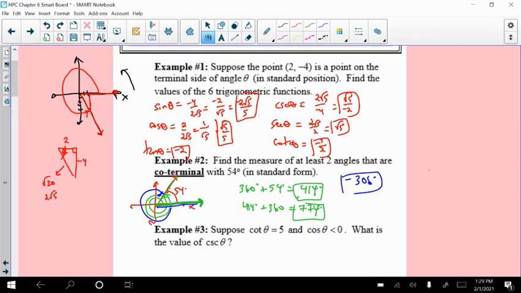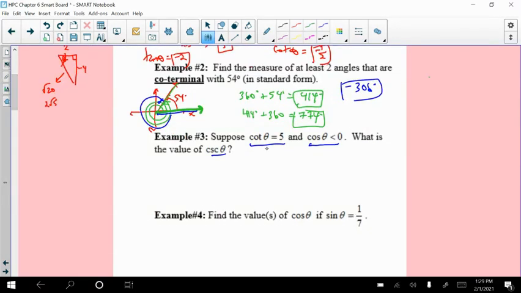Okay, next one, it says cotangent is 5, and the cosine is negative. What is the value of cosecant? If I think about cotangent being 5, it's a positive ratio, and remember it's adjacent over opposite, so I can think of 5 to 1. One position I could put that is in the first quadrant. I can make a 5 to 1 ratio, and that could be one place where my theta could be drawn. But the thing is that cosine is not negative there.